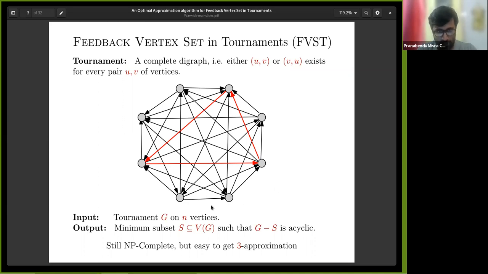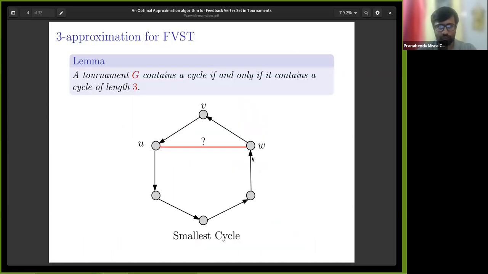But at this point, you can actually easily get a 3 approximation algorithm. So this follows from this simple lemma, which says that a tournament contains a cycle if and only if it contains a cycle of length 3, right? And how do you prove it? So, well, like there are many ways of doing it. So a simple way to do it would be take any cycle, and let's say that this is the smallest cycle, right? So then if it is not a cycle of length 3, which I will call triangles, by the way, during the talk, because they look like a triangle.